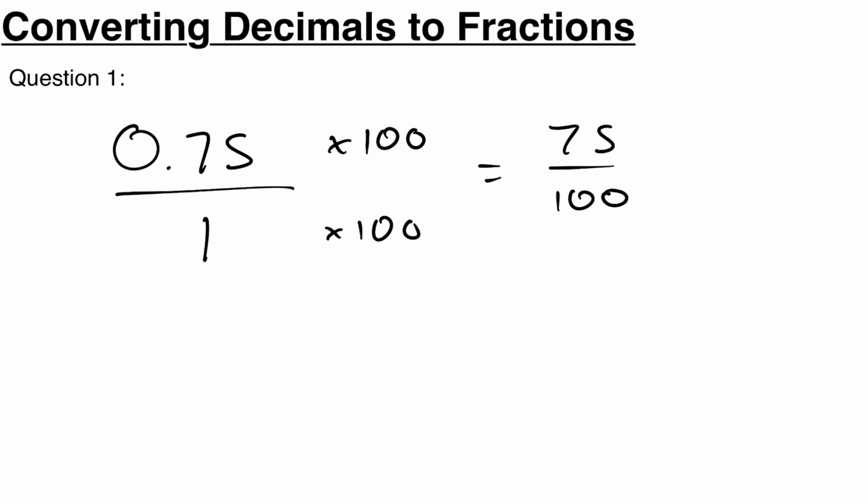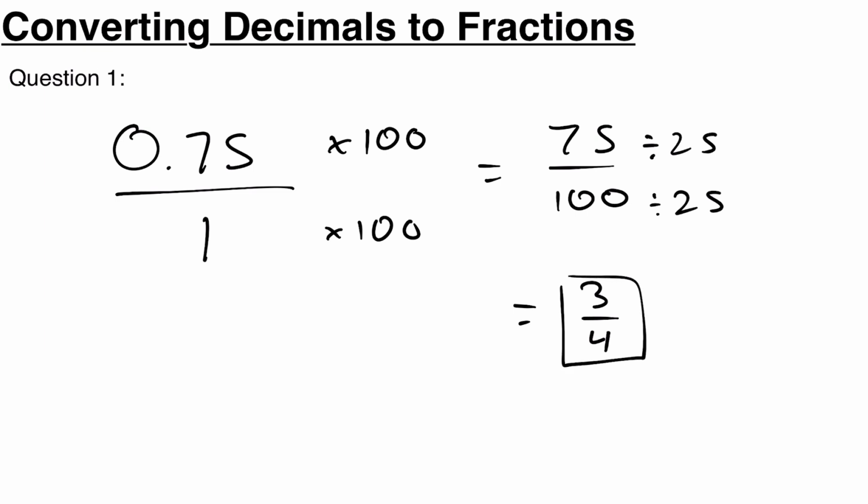Now the greatest common factor of both 75 and 100 is 25. So now we're going to simplify 75 and 100 by dividing by the greatest common factor. So divided by 25, divided by 25, that's going to give us 3 over 4. And so that's our final answer. 0.75 converted to a fraction is 3 over 4.